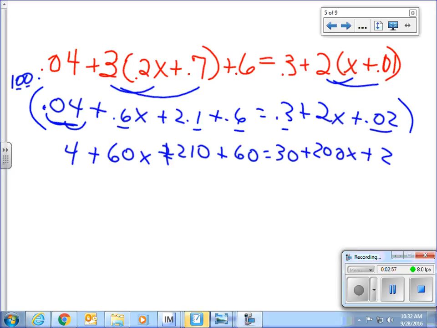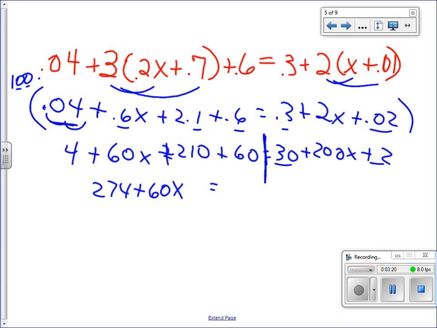And now I'm going to try to combine like terms on the same side first. So I've just got one number and one variable on each side. 4 plus 210 plus 60. Well, 210 plus 60 is 270. Plus 4 more is 274 plus 60x equals. And then over here I've got a 30 and a 2. So that's going to give me 32 plus 200x. I was just showing you separate left side from right side, so you can simplify first, and then we'll go and move stuff around.